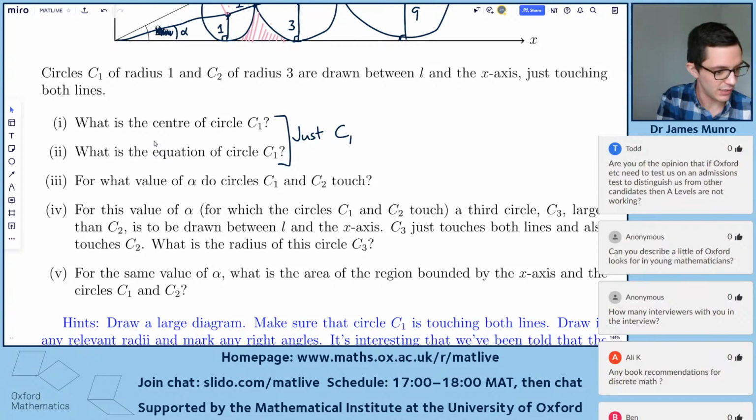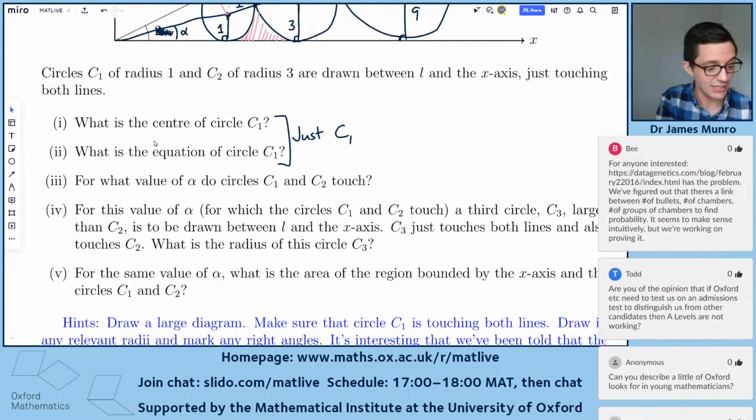Right. B's actually linked to the problem. Thank you, B. Something about bullets. So, goodness knows. I don't know whether that is PG-13 or what. Okay.